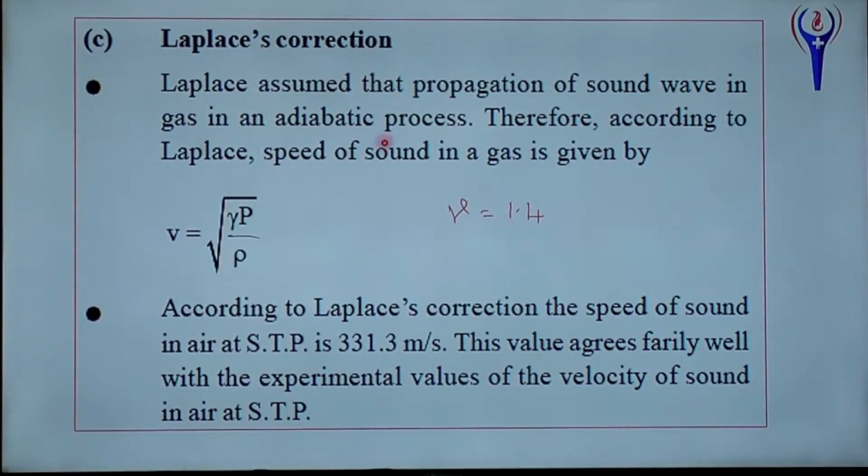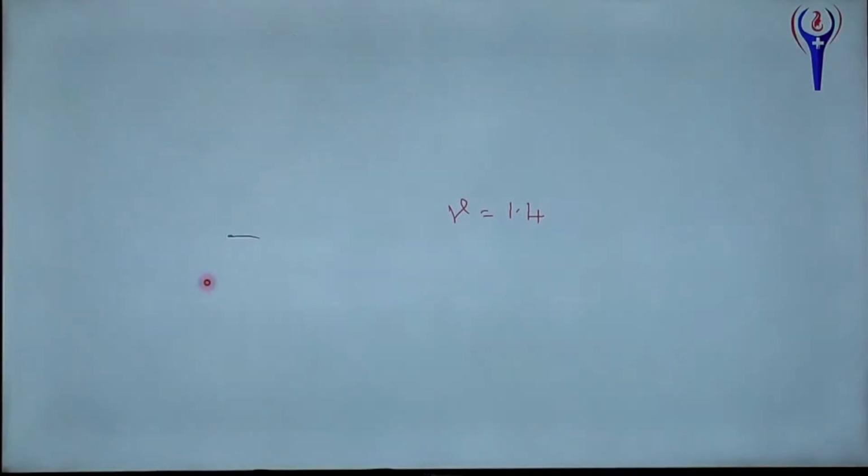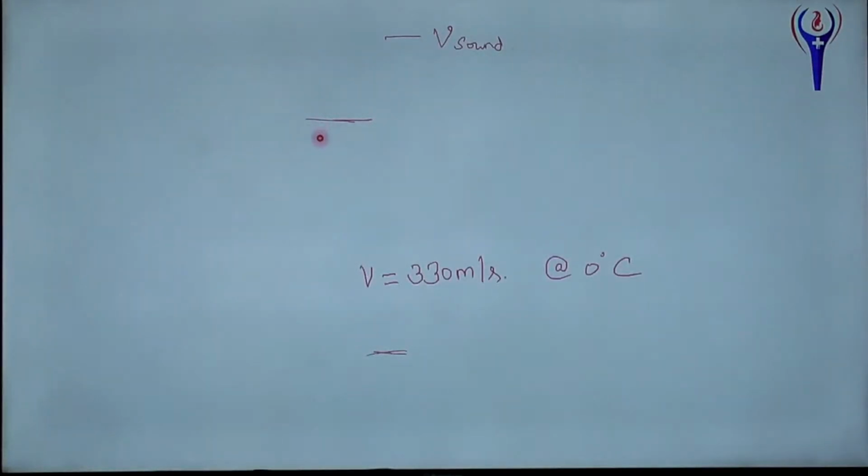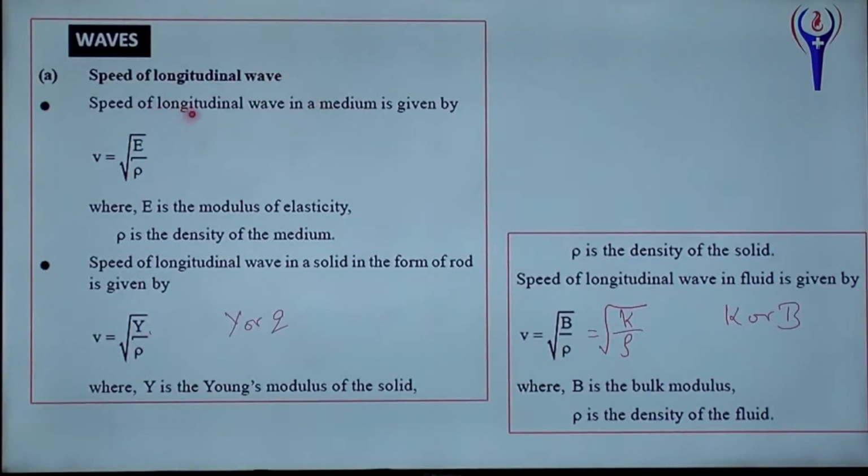By applying the adiabatic process, V equal to root of gamma P by rho, and gamma is a constant, Cp by Cv, 1.4. Then by applying this, he was able to get the answer as 331.3 meter per second. This agrees with the experimental value. Okay. Noted, no? Next.